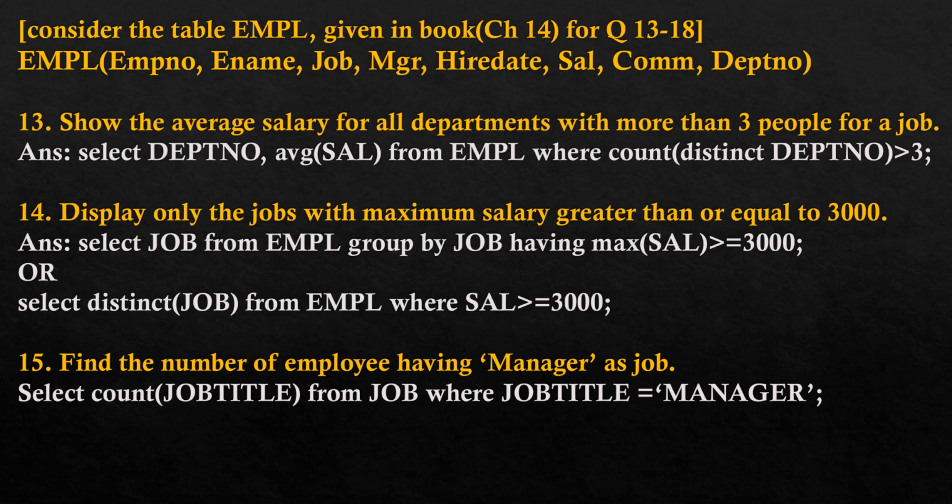Now display only the jobs with maximum salary greater than or equal to 3000. So we have to select job from EMPL, group by job, having maximum salary greater than or equal to 3000. So we can just do this without using the group by clause also. That is select distinct job from EMPL where salary is greater than or equal to 3000. That means whose salary is more than 3000, it will just show those particular jobs from table EMPL.